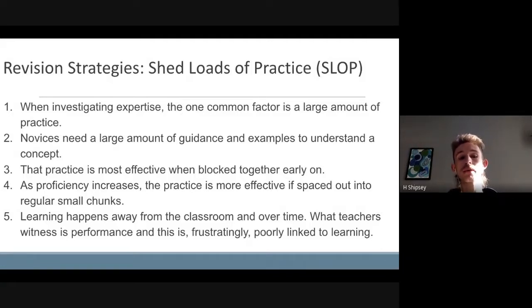When we become more familiar with the topic and we become more proficient in it, the practice is going to be more effective if it's spaced out into regular, smaller chunks. We know that the best way isn't just to chunk this the night before the exam, and it's better to do this over time and in your own time as well.